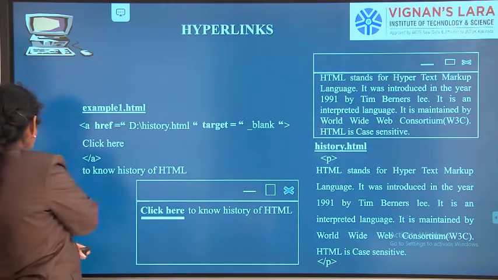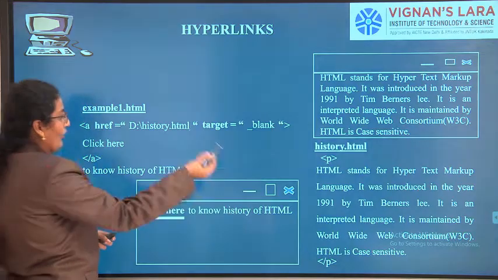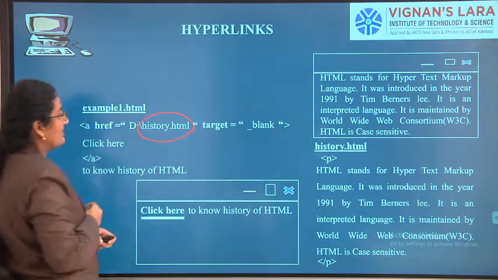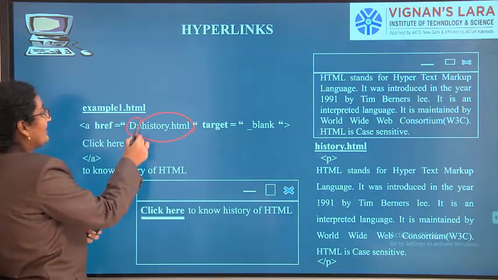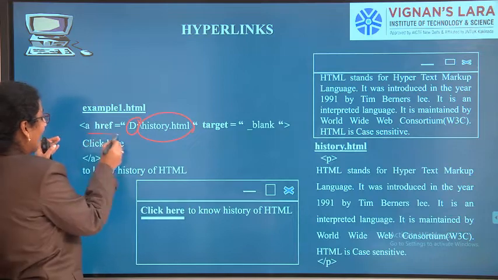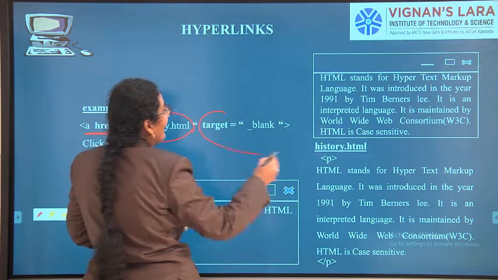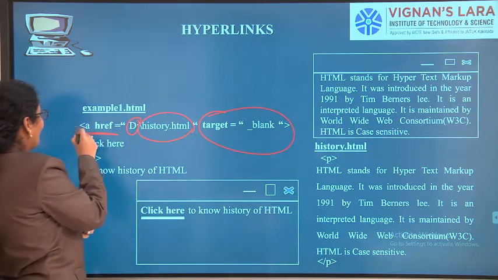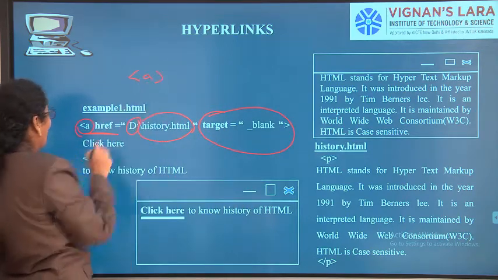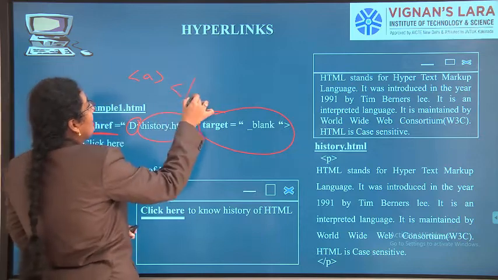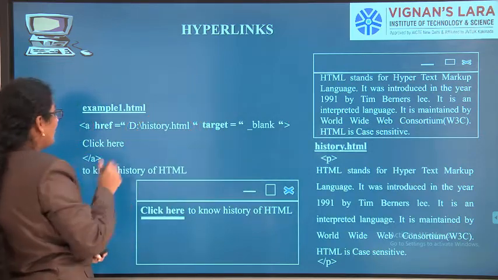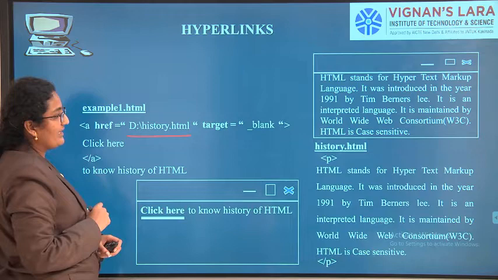So see here, I have already created the history of HTML page and stored it in the D drive. That I have given as reference. Href is nothing but reference. Target I have given as blank only. So I have opened the anchor tag A and closed the anchor tag as closing A. So I have created the history.html.